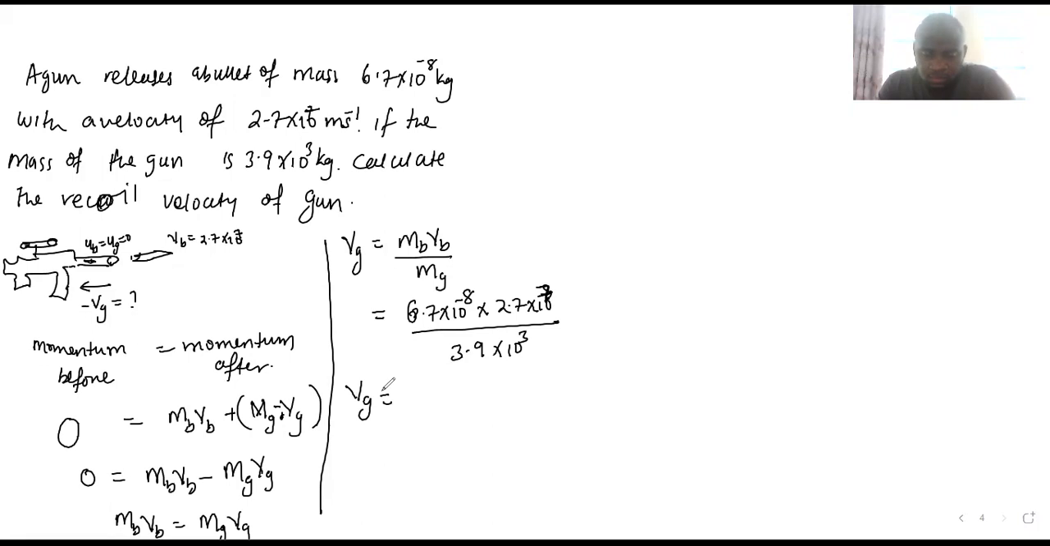4.638 exponential negative 4, approximately 4.6 exponential negative 4 meters per second. Okay, so we can have that down.